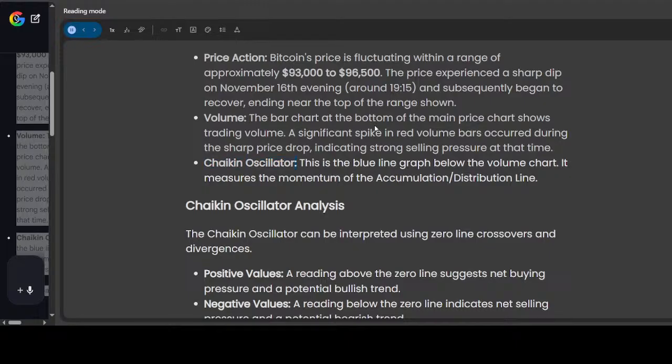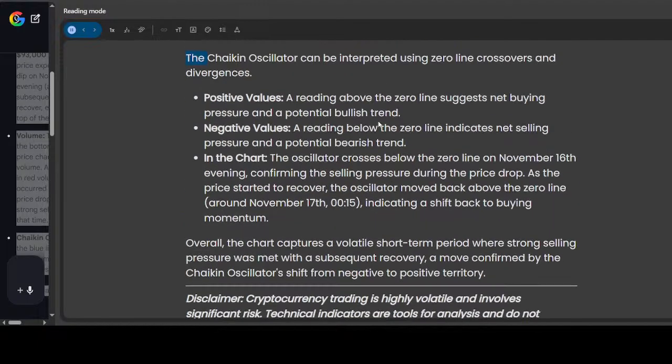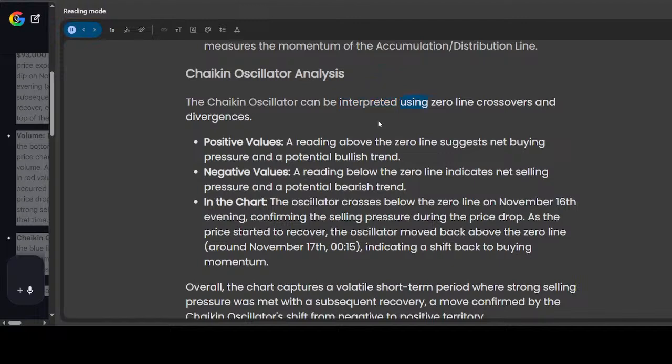Chaikin oscillator. This is the blue line graph below the volume chart. It measures the momentum of the accumulation distribution line. Chaikin oscillator analysis. The Chaikin oscillator can be interpreted using zero-line crossovers and divergences. Positive values. A reading above the zero line suggests net buying pressure and a potential bullish trend. Negative values. A reading below the zero line indicates net selling pressure and a potential bearish trend.